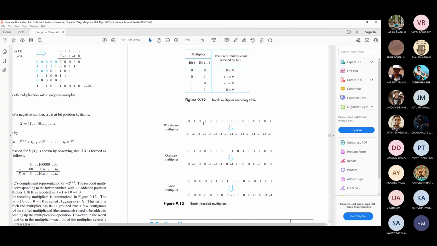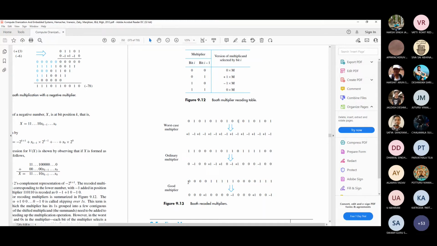What about this kind of scenario? This is a worst multiplier. If you apply the Booth multiplier, because every alternate bit is changing, essentially the Booth multiplier becomes -1 +1 -1 +1. You need more additions if you use a Booth multiplier for this case.